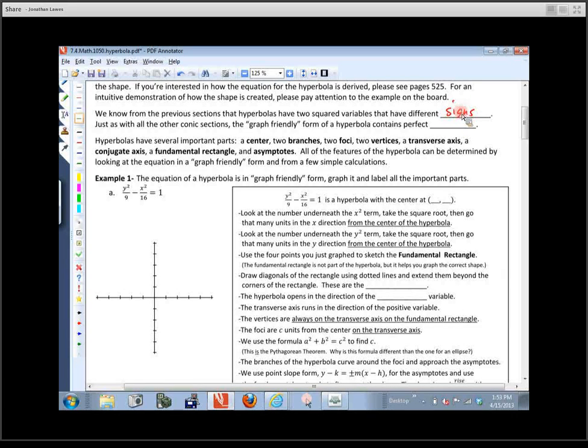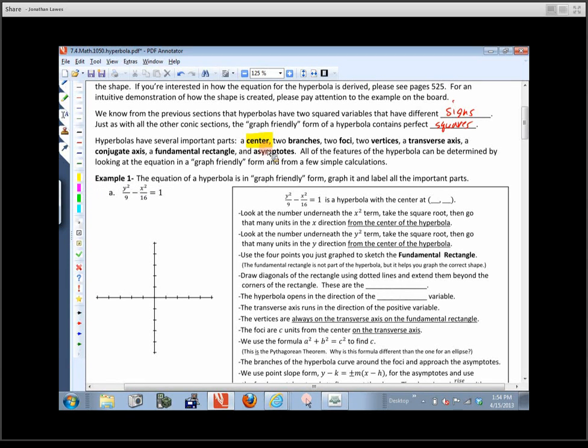And again, that's assuming that we've written it in general form. Okay, and just like with the other conic sections, if we're going to put it in graph-friendly form, it contains perfect squares. So we are going to have to do some completing the square and stuff like that if it's not in graph-friendly form. If it is, then we're in good shape. And then there's some things that we want to keep track of. Again, so maybe some new vocabulary.